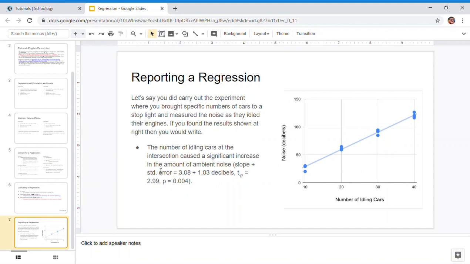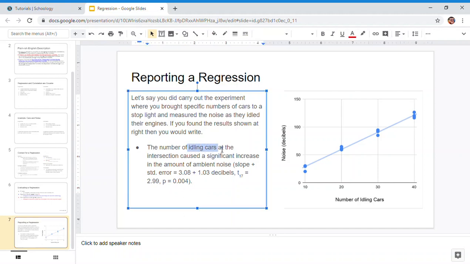And so when we would report that, you say a sentence like, the number of independent variable caused a significant increase, in this case, in the description of the dependent variable. And then you write the literal word slope plus standard error, an equal sign. And then you write your slope, and you write your standard error, and you write the units. And there's a comma, and you say t, degrees of freedom, equals your t statistic, p equals, and your p-value. So that's how you report a regression.